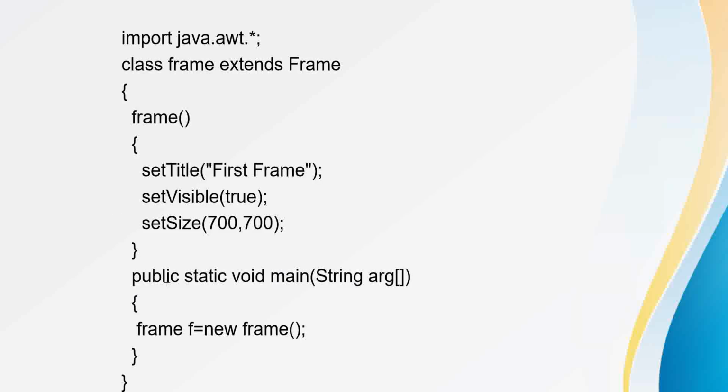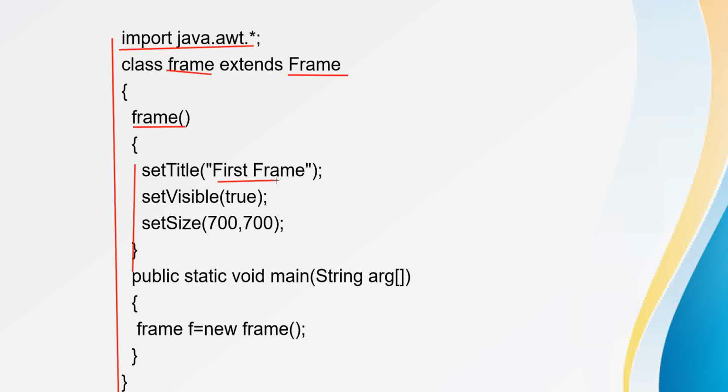Now we will see this demonstrative program of the Frame class. In this program, we created a simple frame with the title first name and size 700 by 700. As you can see in this program, the first line is the import line in which we import the AWT package for the Frame class. After that, this is the name of the program which extends the Frame class. This is a constructor of the class in which we define methods of the Frame class.